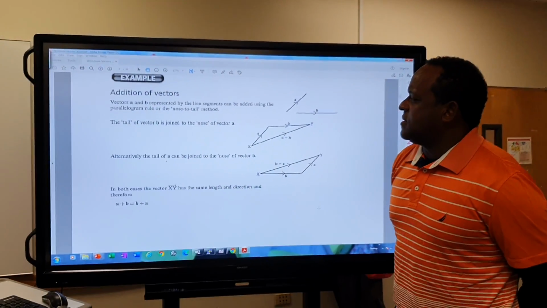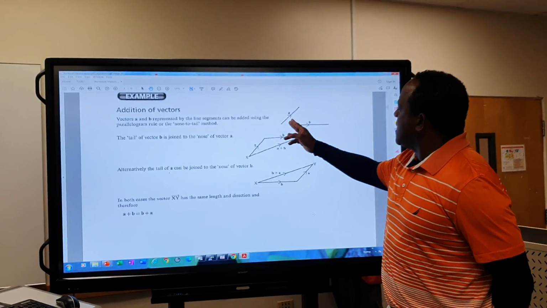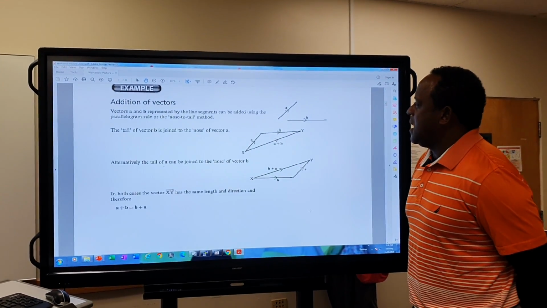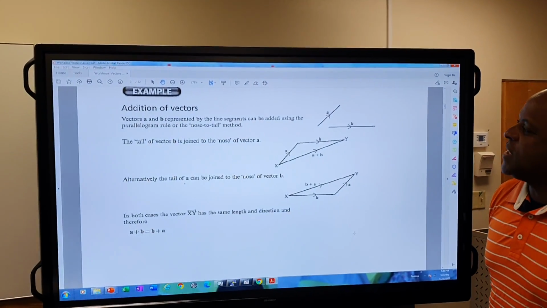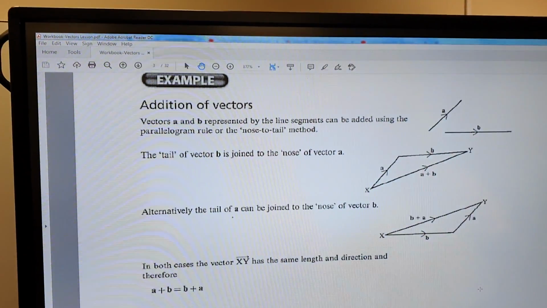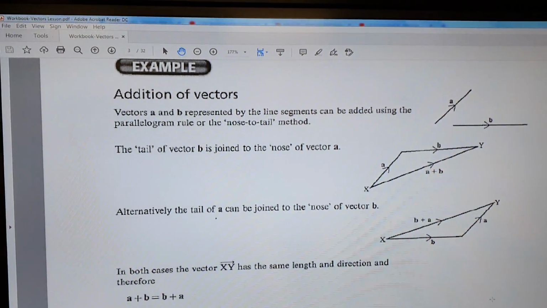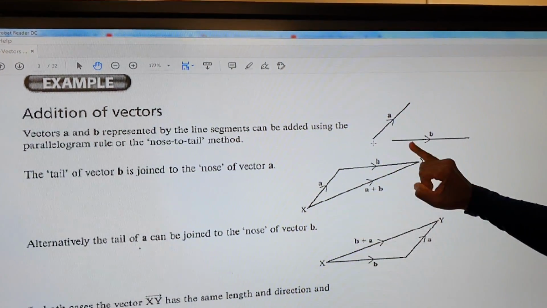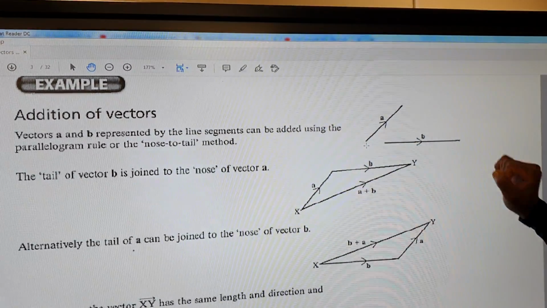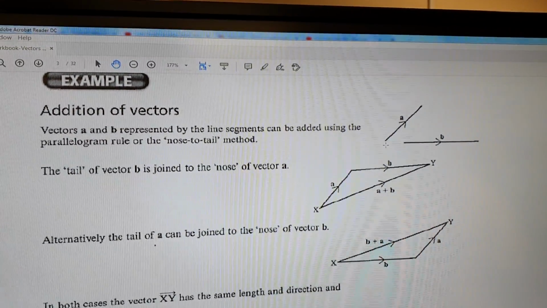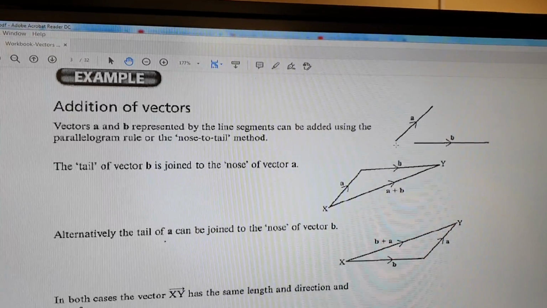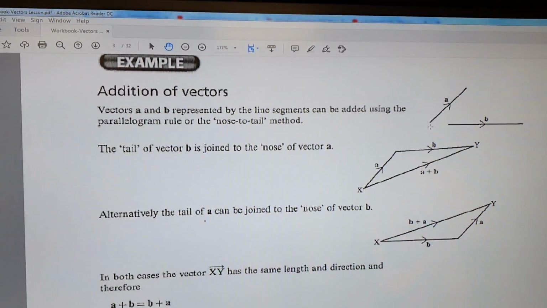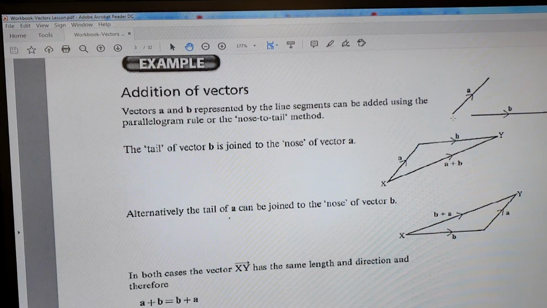Now, addition of these vectors. Vectors A and B are represented by the line segments, and they can be added using the parallelogram rule or the nose to tail method. Again, this is the tail, this would be the nose, this would be the tail, this would be the nose. Sometimes you would hear the expression head and tail. The tail of vector B is joined to the nose of vector A.